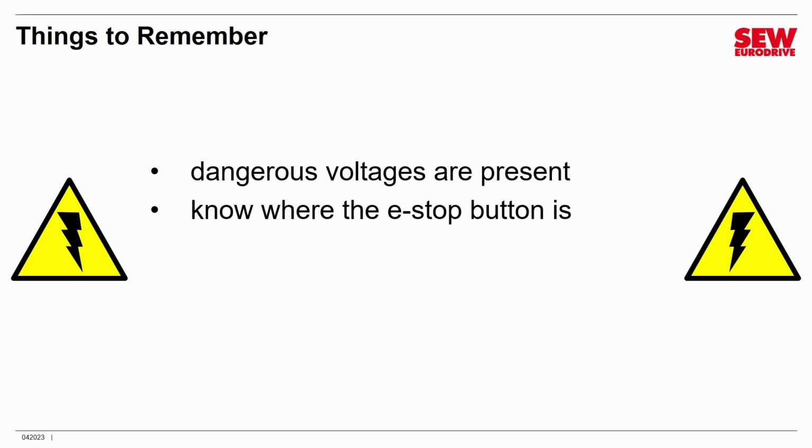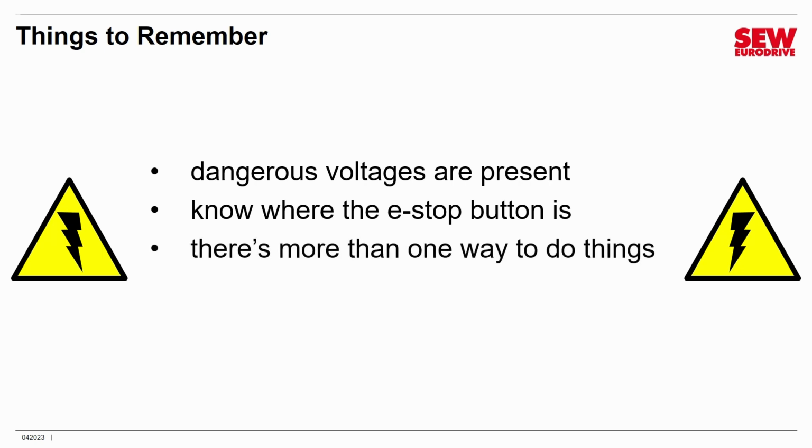You should have an e-stop button somewhere that you can reach fast and shut things down. Do be aware there's more than one way to do things. I'm going to be showing you the most obvious way to do things in MOVISUITE, which means I'm not going to be showing you a lot of shortcuts. Shortcuts are usually harder to remember, although they're more useful because they speed up your activity.